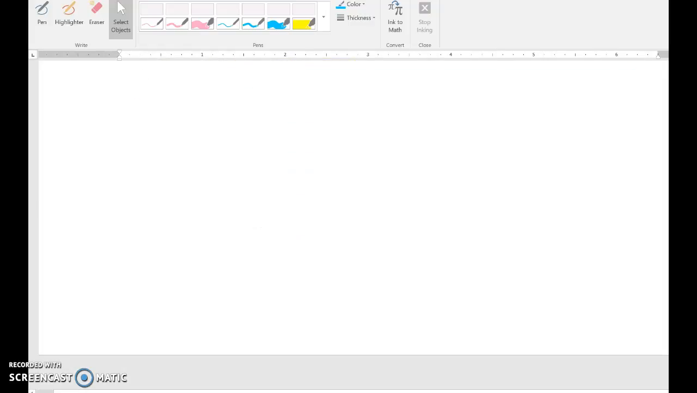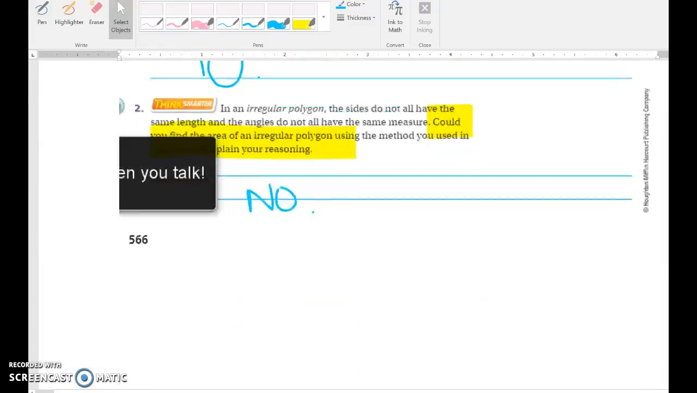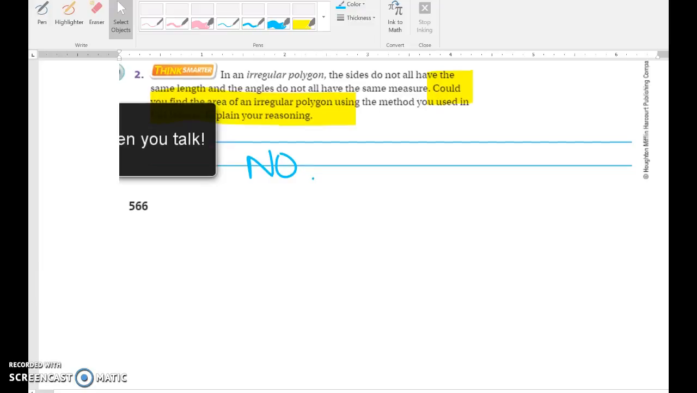Okay, we are at the bottom of page 566 now, and what we are going to do in class tomorrow is a lot of practice and some nice challenge for some of you.